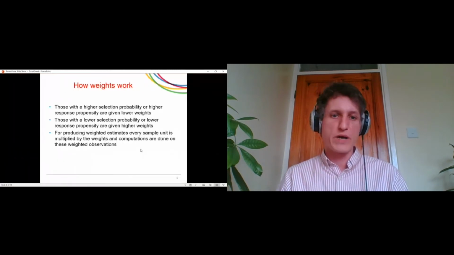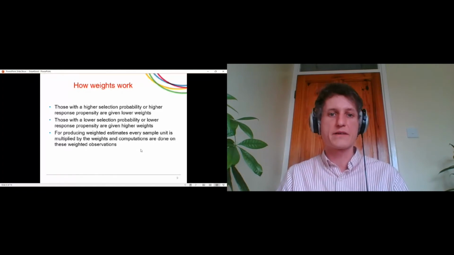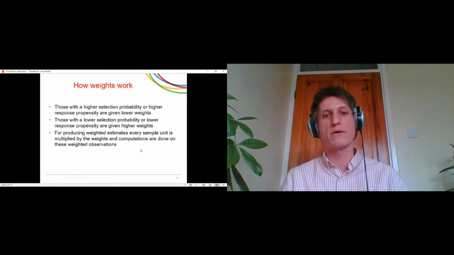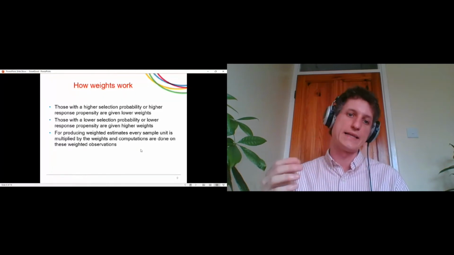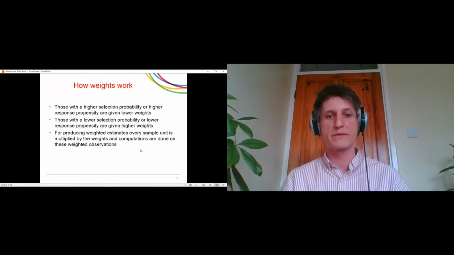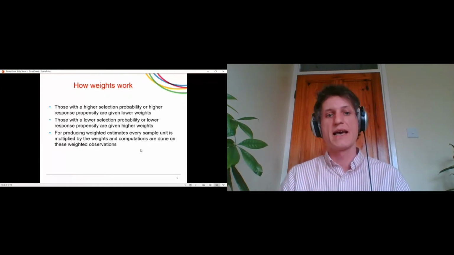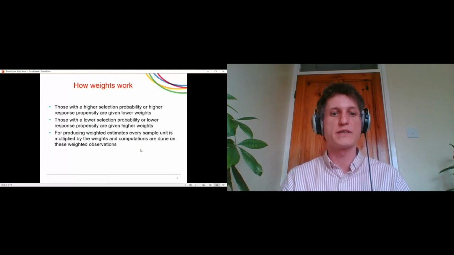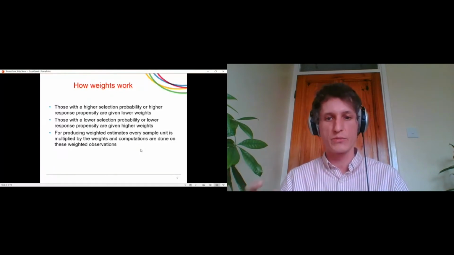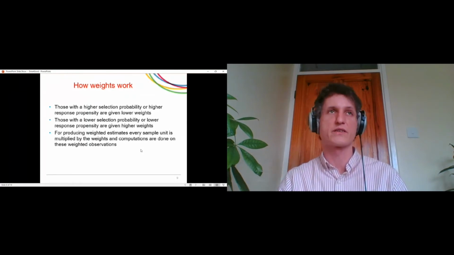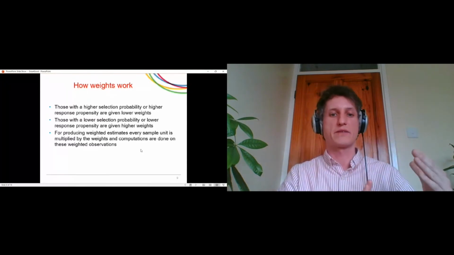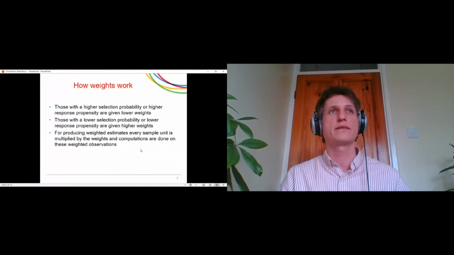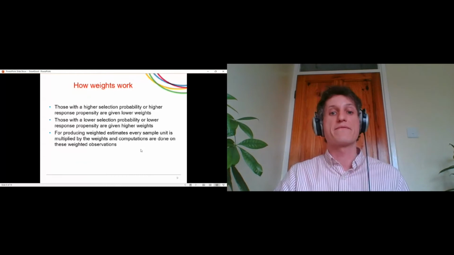The way in which weights work is like with any other survey. Those people or households with a higher selection probability or a higher response propensity are given lower weights, and those with a lower selection probability or response propensity are given higher weights. For producing weighted estimates, every sample unit is multiplied by the weights, and then the computations are done on these weighted observations. So if we have too many people, after weighting, the number of them is slightly reduced by the right amount, and if we have too few, then after weighting, we have more people.